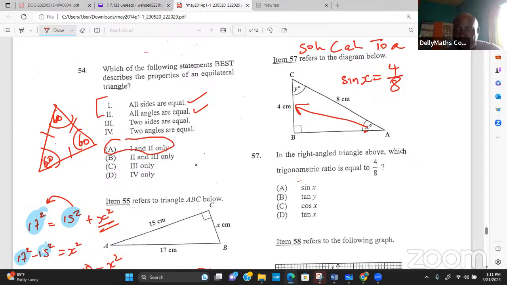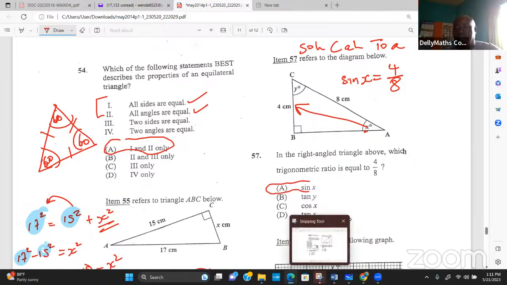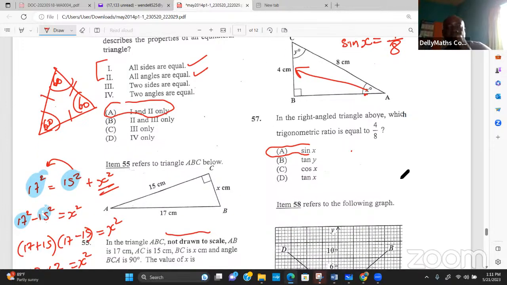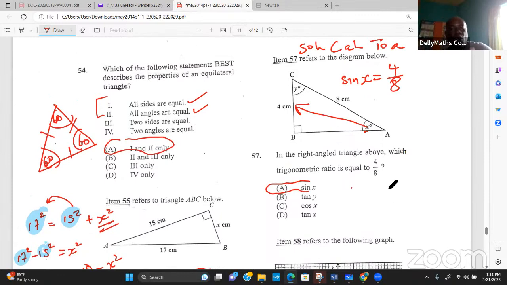The moment I realize that this is there, I'm not going to search for the next one. I'm done. Because there's only one answer there for that. So I pick that one, and I'm seeing opposite over hypotenuse, 4 over 8, and they're asking which one gives 4 over 8. I'm not going to try to prove the rest. The answer is A.